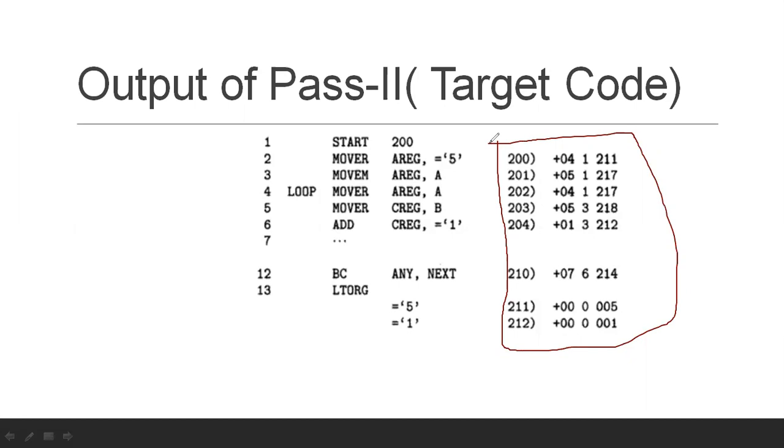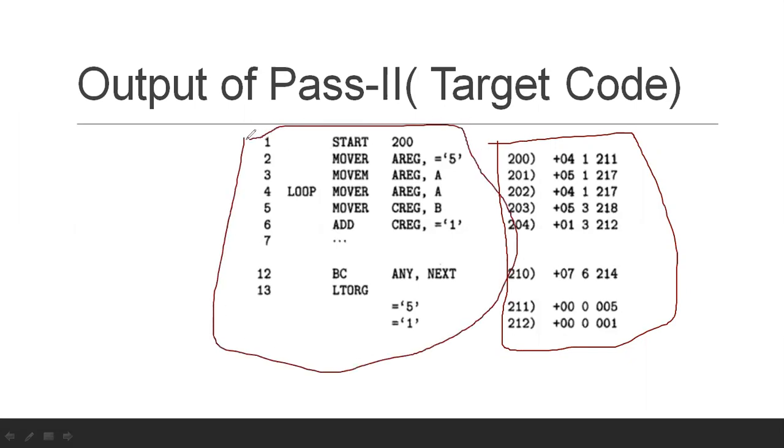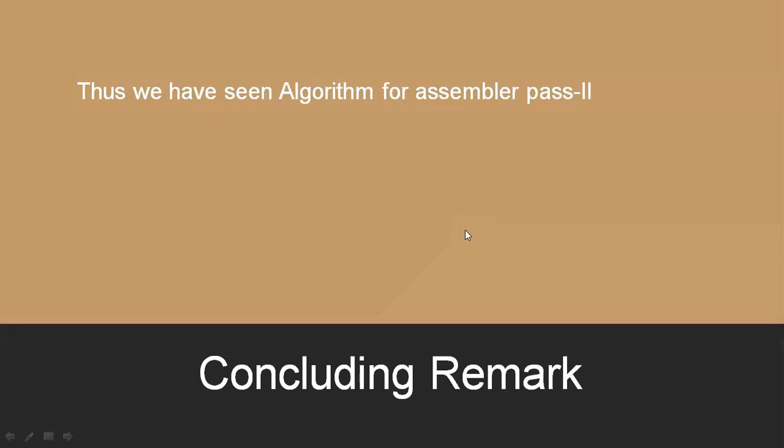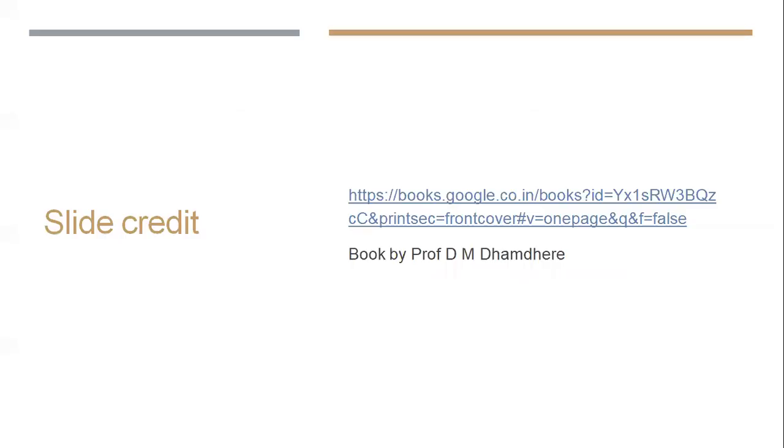So the ultimate goal of this chapter 2, assemblers, is that, starting with an assembly language program, we have to generate this target code. So this is what the chapter is. We have seen the analysis phase, then the synthesis phase, pass1 and pass2. So the ultimate goal is this one, target code. I hope you understood. Thus we have seen the algorithm for assembler pass2.